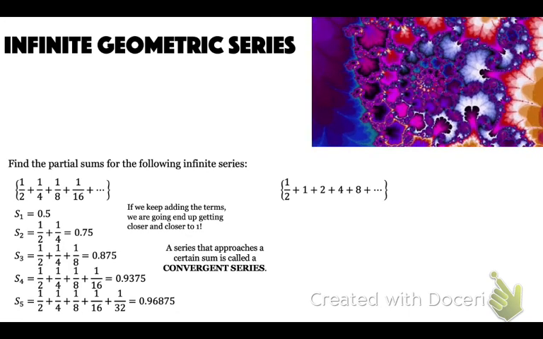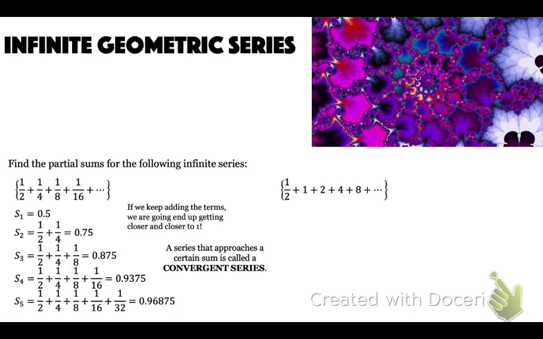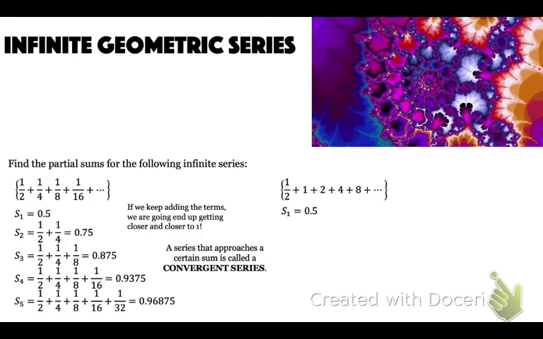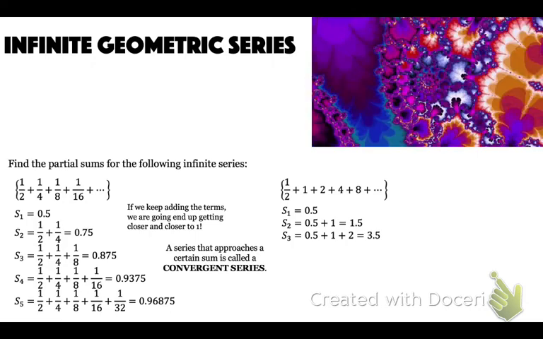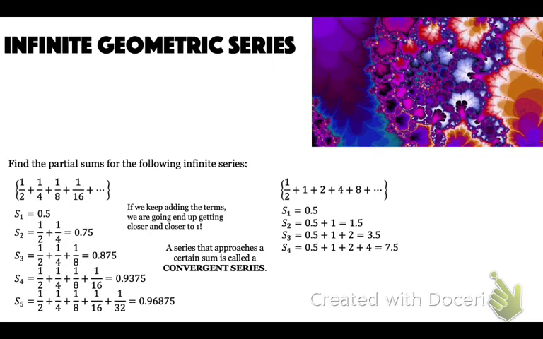If we have 1/2 plus 1 plus 2 plus 4 plus 8, S1 would equal 0.5. S2 would equal 1.5. S3 would equal 3.5. S4 would equal 7.5.